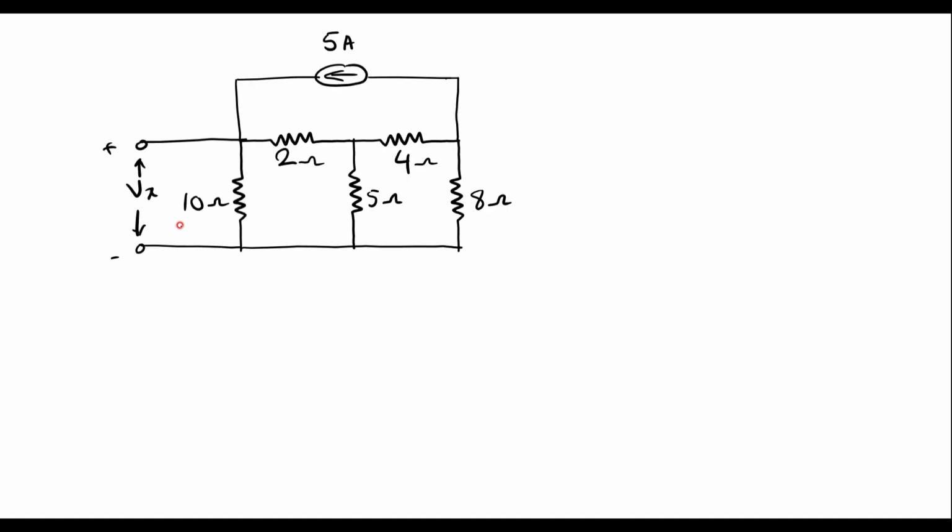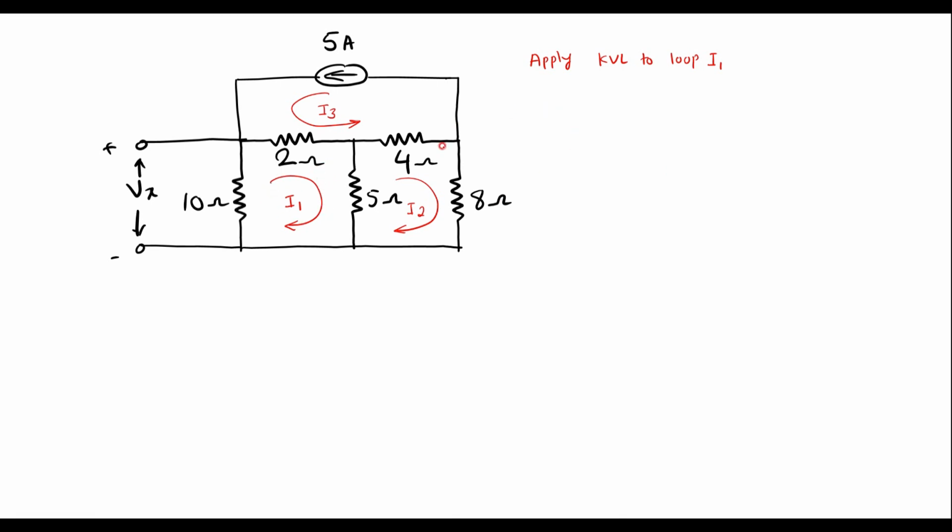So this is the existing circuit. I will find Vx. Here we can observe we have three loops, 1, 2 and 3. I will assume current through this loop is I1, current through this loop is I2, and current through this loop is I3. Let me apply KVL to loop I1.